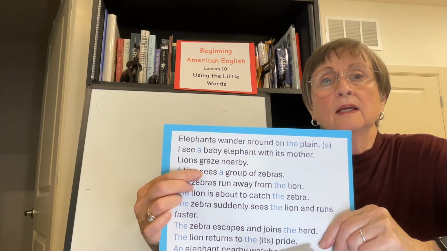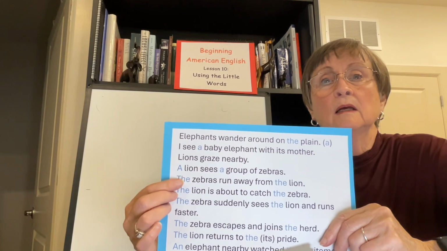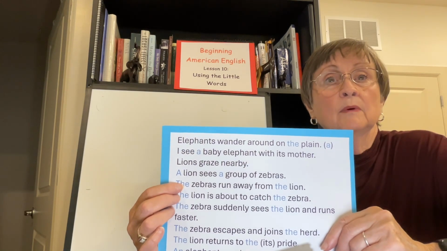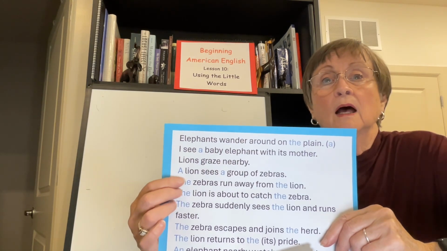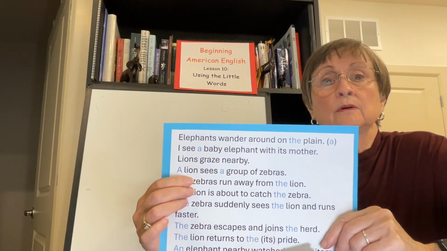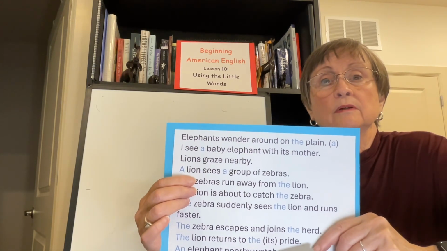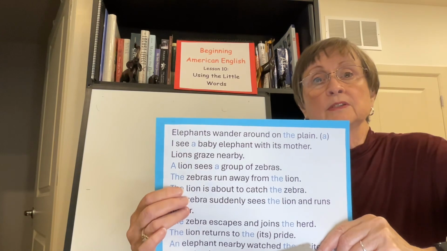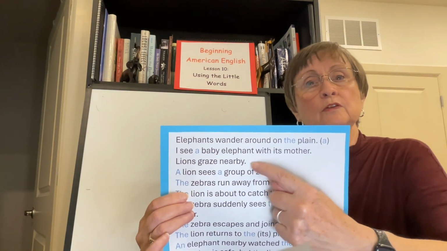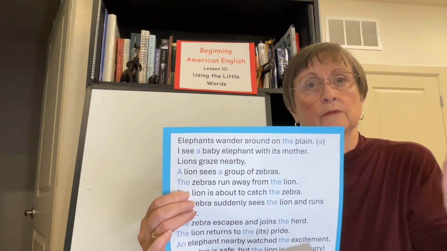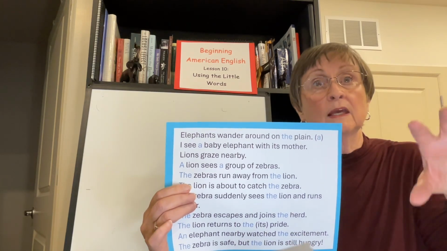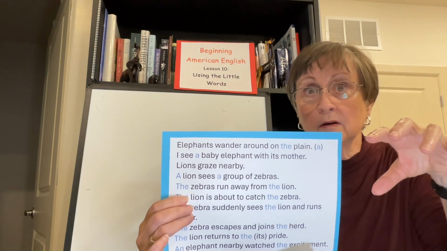Lions graze nearby. Didn't have to do anything to that one. A lion sees a group of zebras. The zebras. Now we're focusing on it. First we just mentioned them. There's some zebras. Now we're thinking about those zebras, focusing our attention.